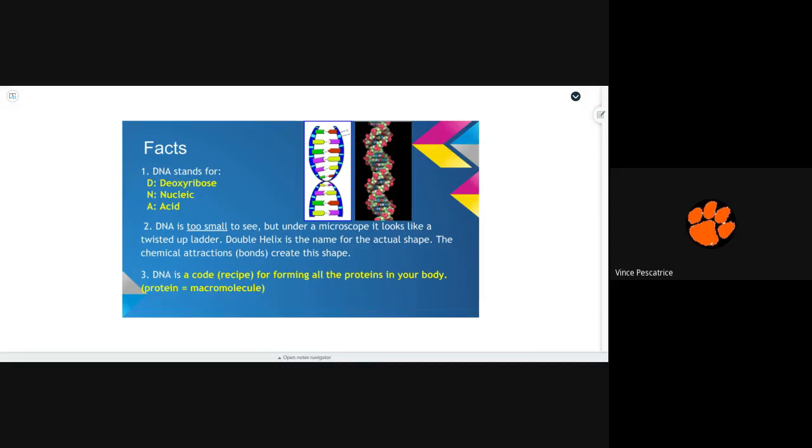So I'm filling in the notes along with you guys. There's some pictures up in the top corner there. It shows you a simplified version of what this looks like. We're going to be diving into why they look like that and what those purple, green, yellow, and red things are too.